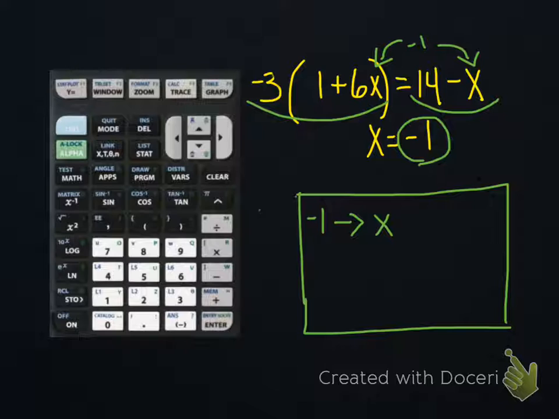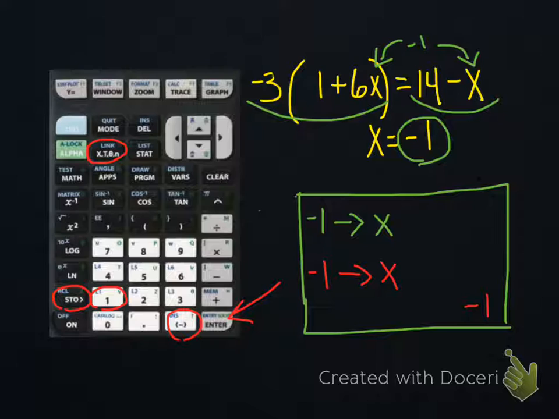So how do you type -1 store x? You type the negative, the 1, the store arrow, and the x key, and it will actually do -1 arrow x. I want you to press enter. That's this key right here. And your screen will show -1 over here on the right. That's just verifying that -1 is the value you wanted.